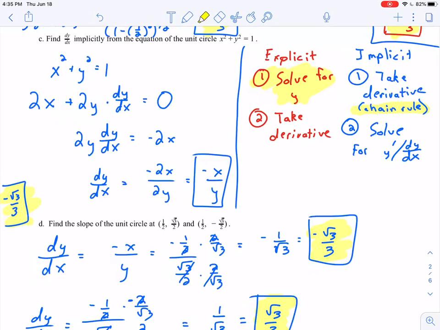But what if I can't solve for y? If I can't solve for y, implicit differentiation is the only way that I can find the derivative. So this is going to be a really handy tool for this section. We're going to look at some more examples involving implicit differentiation, practicing it, and using it in context.